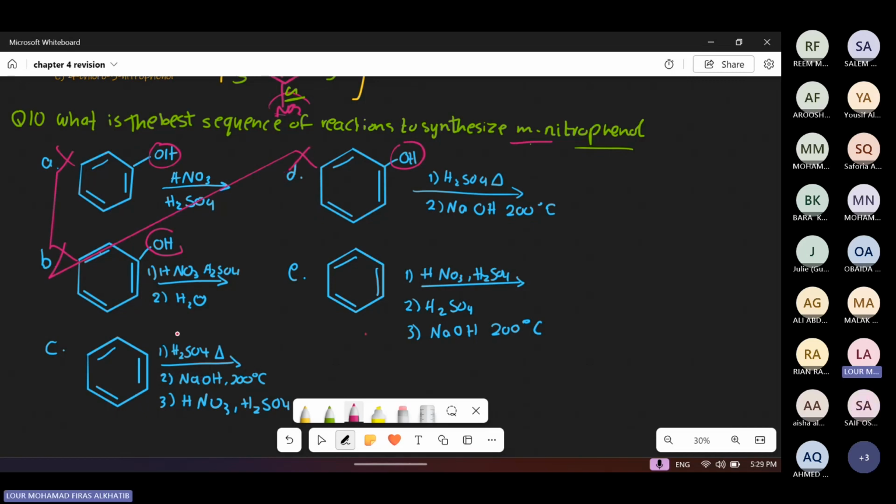We're left with this guy and this guy. Here you can see the OH is not there. But what are we doing first? We're forming a phenol. So, the same thing, if we form the phenol first, what will happen? It will go ortho or para. But this is the only option.